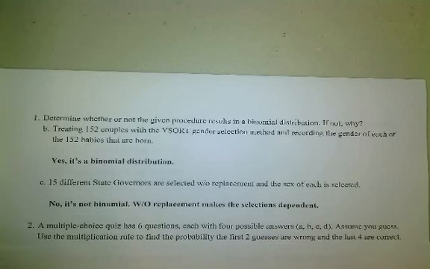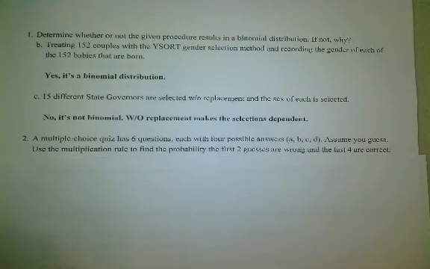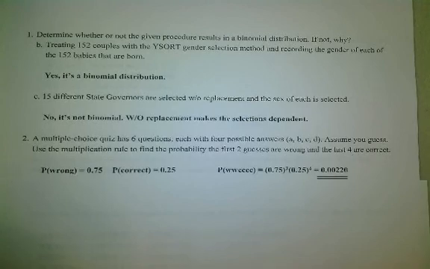Alright, now let's try this. We're going to have a multiple choice quiz. It has 6 questions, each with 4 possible answers, A, B, C, D. Assume you guessed. So, using the multiplication rule, find the probability that the first 2 guesses are wrong and the last 4 are correct. And again, since we're guessing, and all 4 answers therefore would have an equal chance of being correct, but only one of them is correct, the probability of a wrong answer, 3 of them are wrong, would be 0.75. The probability of a correct answer would be 0.25.